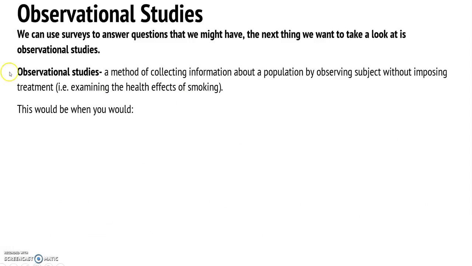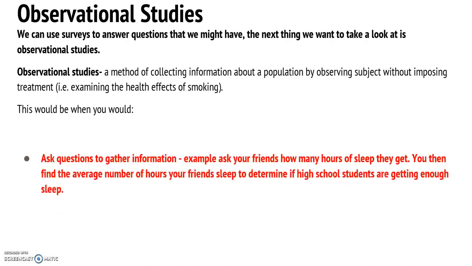The next thing we're going to take a look at is an observational study. This is different from a survey because it's a method of collecting information about a population by observing a subject without imposing a treatment. Basically, an observational study is something that's already happened. If we want to take a look at the health effects of smoking, people have already chosen to make the decision whether or not to smoke. I would just be observing what happens to their health after they have smoked.